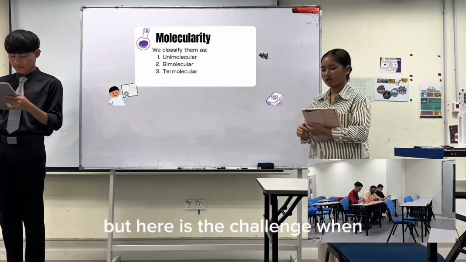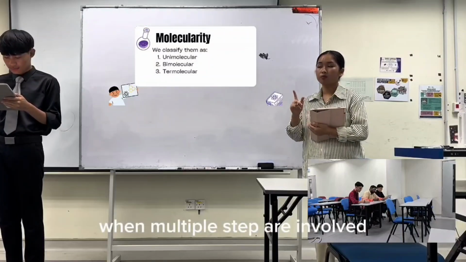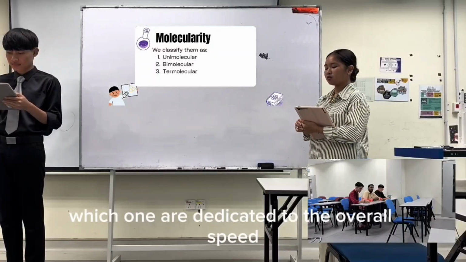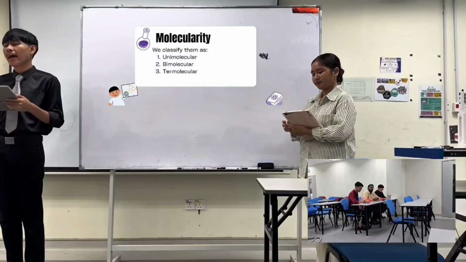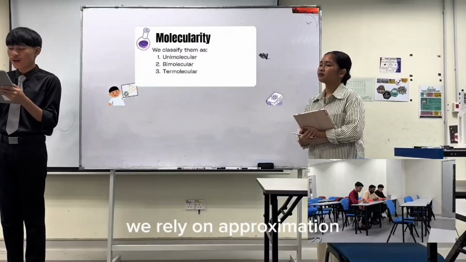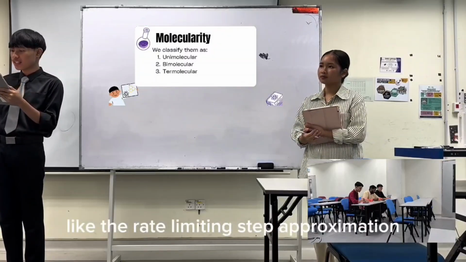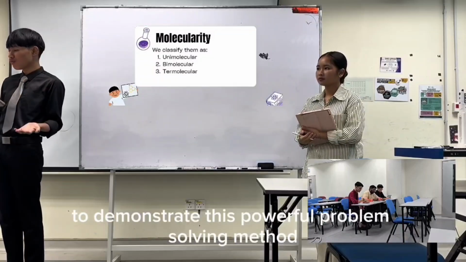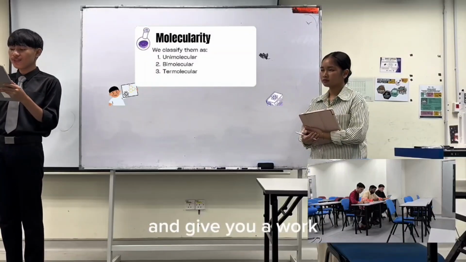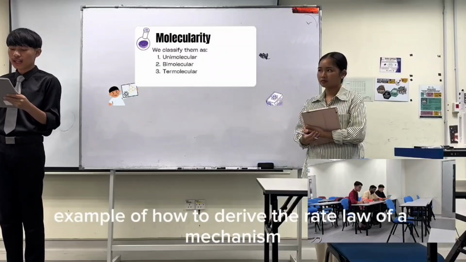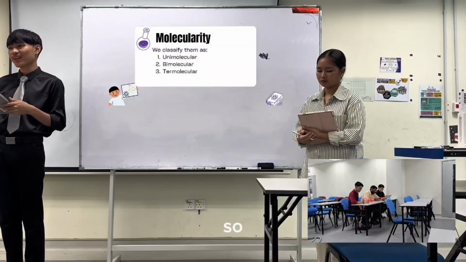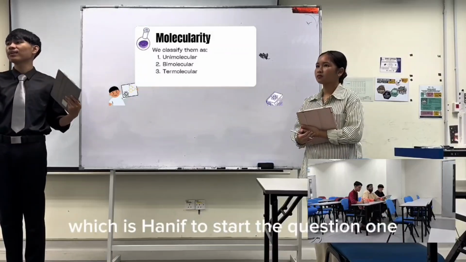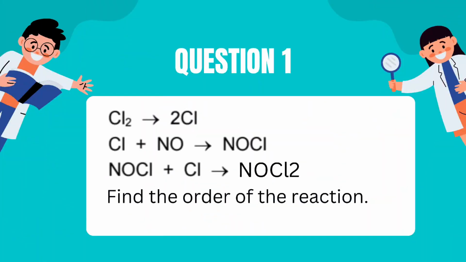But here is the challenge. When multiple steps are involved, which one is dedicated to the overall speed? Okay, to answer that, we rely on approximations like the rate limiting step approximation and the steady state approximation theory to demonstrate this powerful problem-solving method and give you a worked example of how to derive the rate law of a mechanism. So, I'd like to hand the floor over to our third presenter, Hanif, to start question 1.